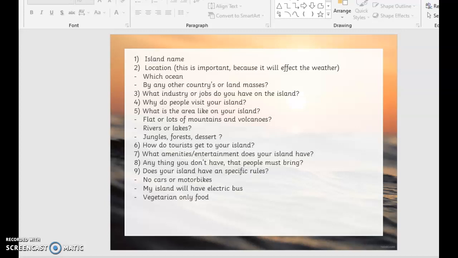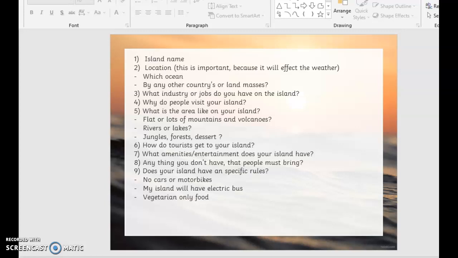The third thing you need to do is decide what industries or jobs are on the island. Is it only tourism? Is there fishing? Does your island have a volcano? Does it have a cave or a mine? What do people do on your island for jobs?